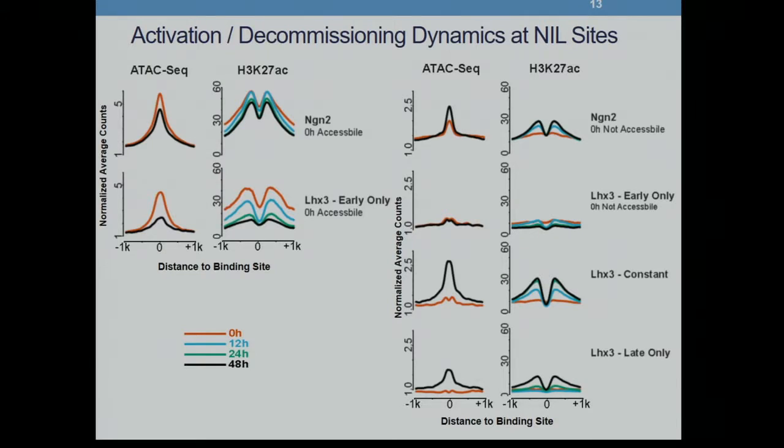While when they bind sites that were not accessible, what happens is that neurogenin binding in these places causes activation, so an increase in the active signal. The early only LHX3 sites don't do much. Nothing much happens. The constant sites, they have activation. It's clear from here. And the late-only sites also cause their sites to become active. I'm saying they cause it, but we don't know, of course, if they cause it. It's just an association: they bind, and then when they bind, this happens. So, yeah.